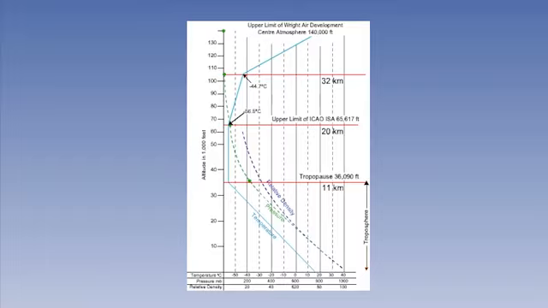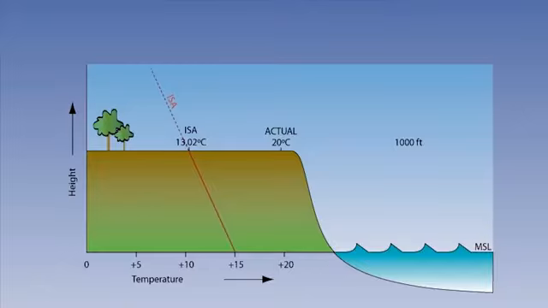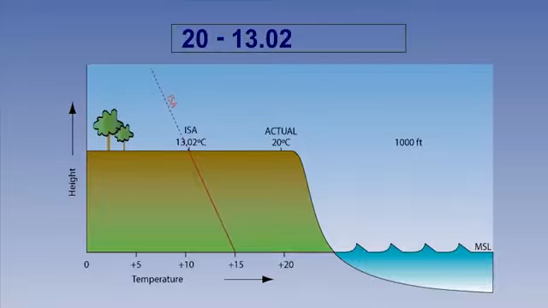Let's recap the ISA lapse rate within the troposphere. Remember, we said ISA assumes that the sea level temperature is 15 degrees Celsius. The temperature then fell by 1.98 degrees Celsius per 1,000 feet. In the diagram, we can see that at an airfield 1,000 feet above sea level, the ISA temperature should be 13.02 degrees Celsius, but the actual temperature is 20 degrees Celsius, which is much hotter than the standard. We need to calculate how much hotter than ISA the real atmosphere is. A simple mathematical calculation shows that the atmosphere is 6.98 degrees Celsius hotter than ISA.